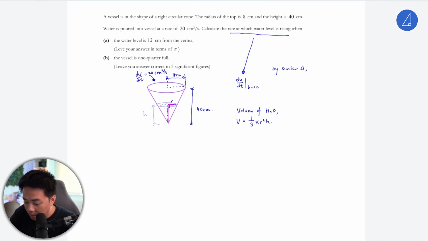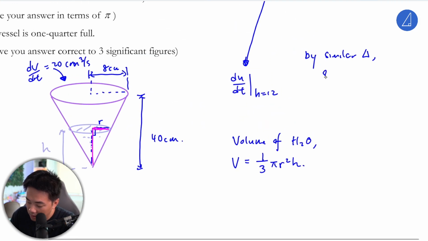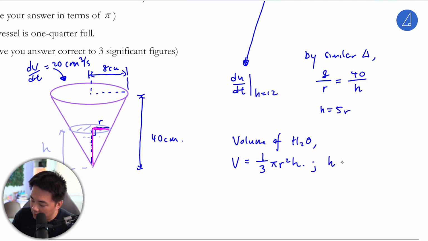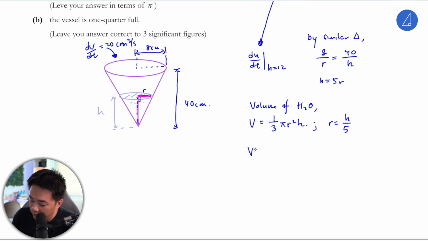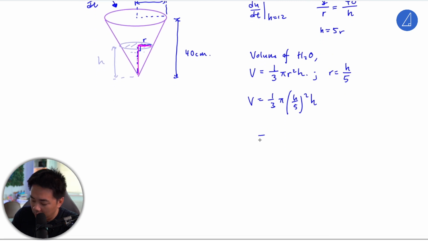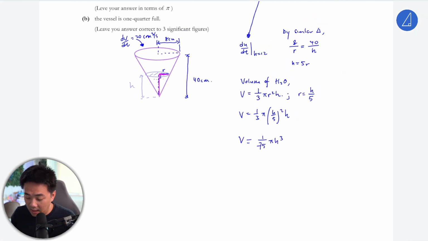So what we'll get is 8/r equals 40/h. We know that 40 divided by 8 is 5, so h equals 5r. So r equals h/5. I make it in terms of h because this is in terms of h. So V equals 1/3 pi (h/5) square h. So that will be 25 times 3, which gives us 75. There you go. So what we need now is actually dH/dt.